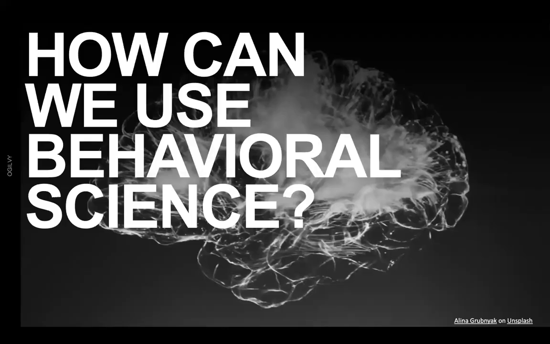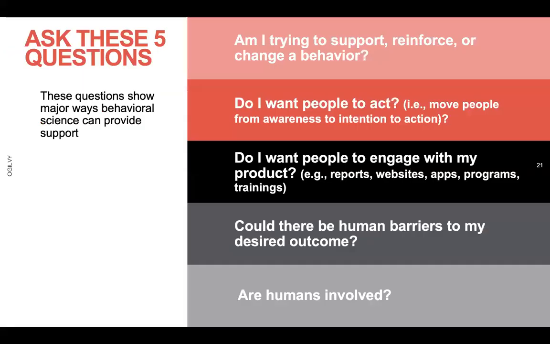Now that you've harnessed a few additional skills in recognizing different types of bias, we're going to be focusing on how to use this knowledge even further to help communities and individuals along their resilience journey. So when we go to the next slide, you'll see there are some questions we like to think about with our audiences when we're identifying whether behavior science or behavior tools might be helpful. So am I trying to reinforce, support, or change a behavior? Do I want people to act? Do I want people to engage with my product or service or what I'm providing?